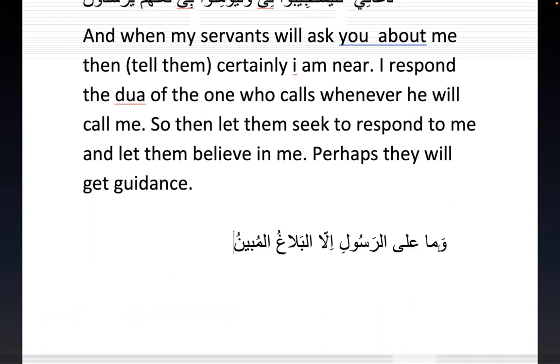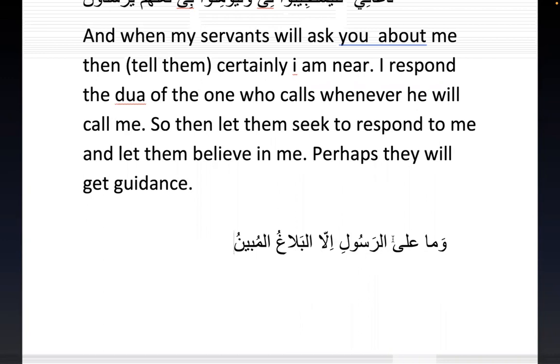Okay, so you see here, what is X here? You have ma, and you have the combination ala rasuli. So ma, then you have illa. So the question is, where is X and what is Y? Ala rasul is X, and Y is al balagul mubin.